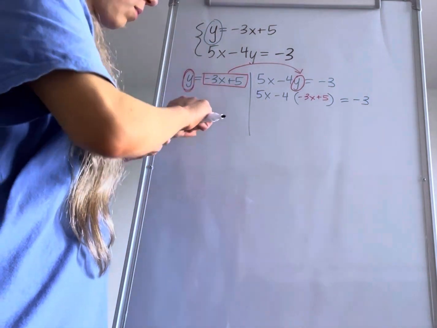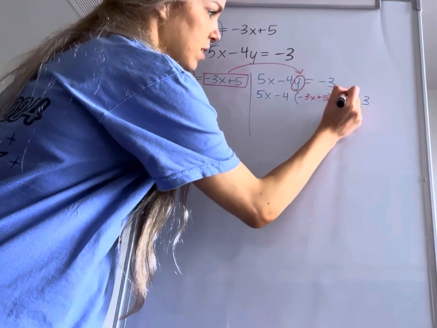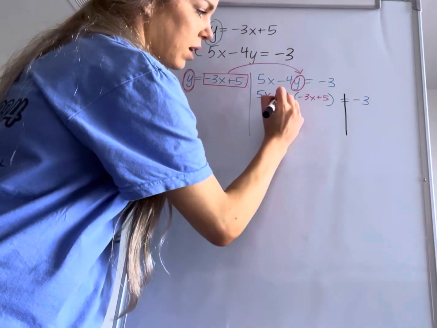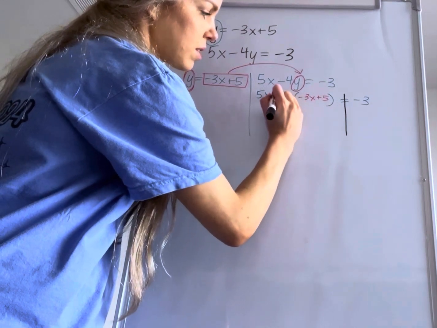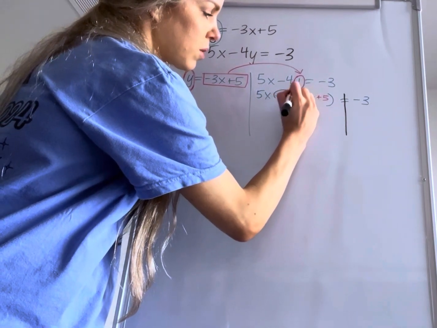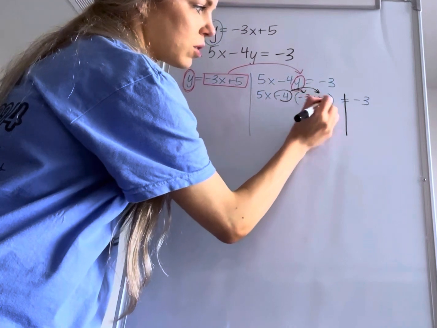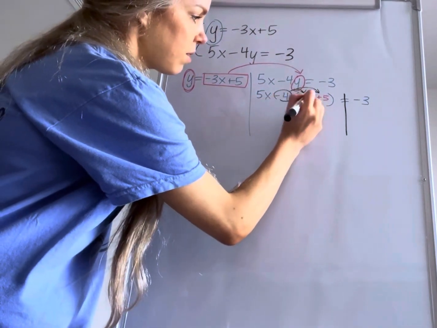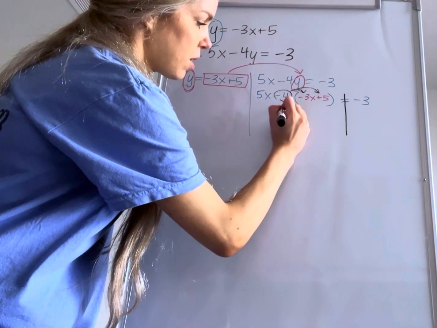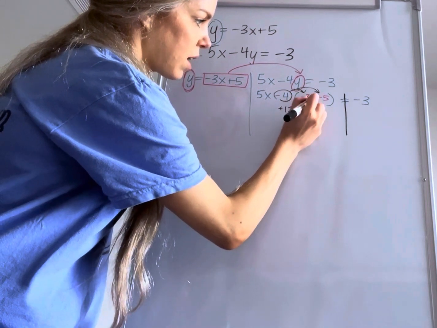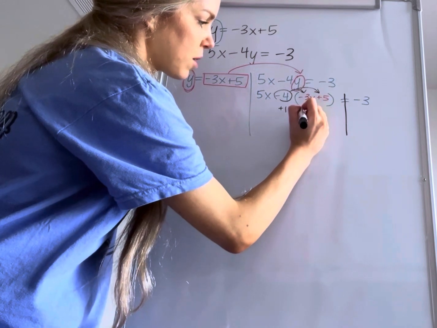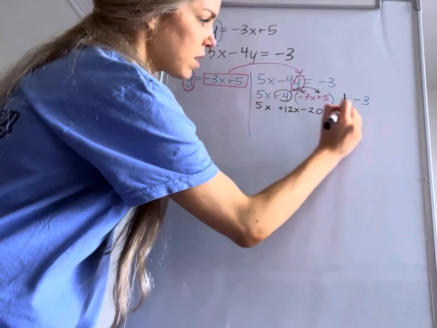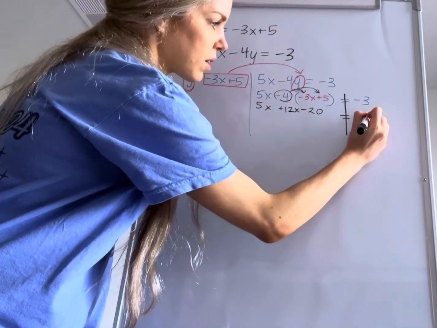And so the first thing we're going to do to solve this is I like to draw a line where the equal sign is. We need to clean up the left side. And on the left side, we have parentheses, which means we need to distribute this negative 4 to the two terms in the parentheses. And so when I do that, negative 4 times negative 3 is positive 12x. Negative 4 times positive 5 is negative 20. You can bring down the 5x, bring down your equal sign, bring down your negative 3.